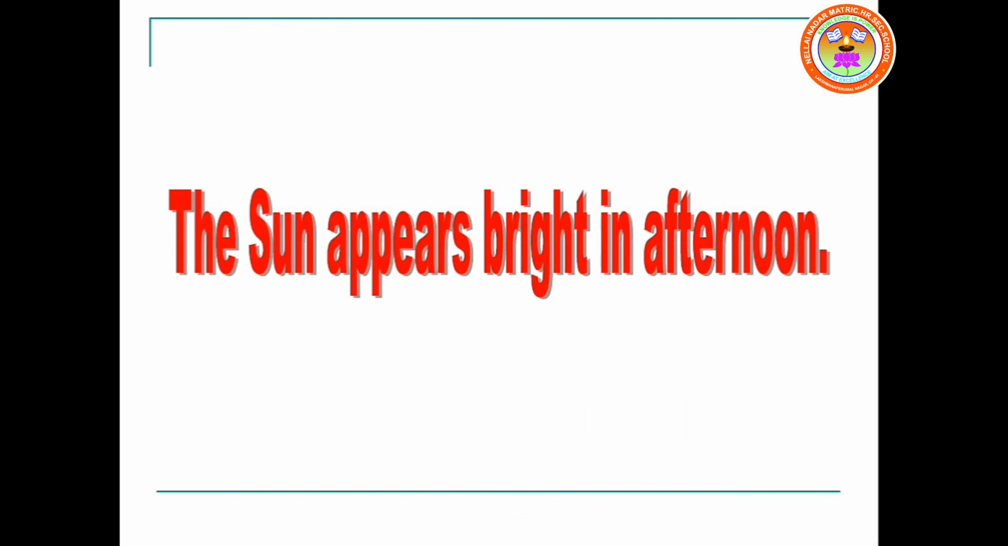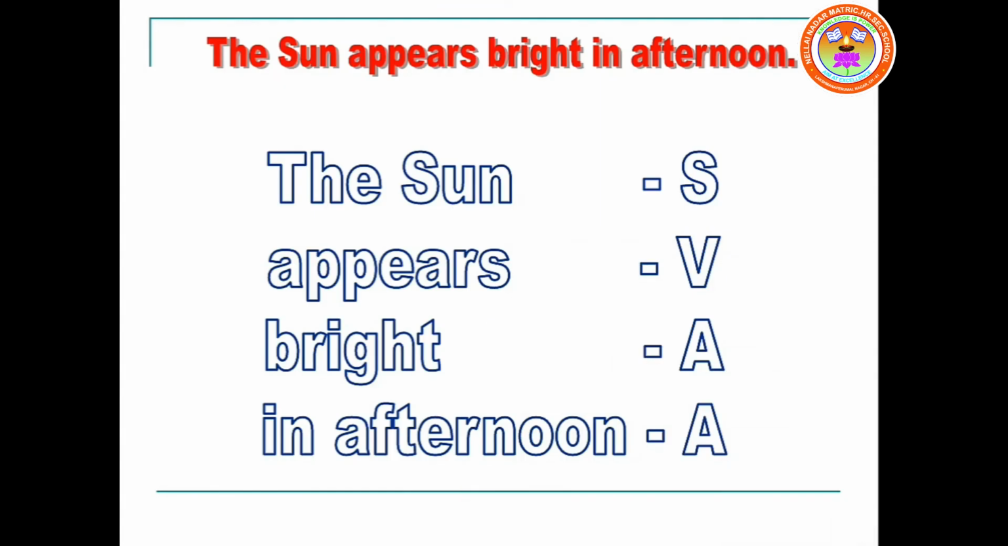Next sentence is the sun appears bright in afternoon. The sun, subject. Appears, verb. Bright, adjunct. In afternoon, adjunct. Bright is the answer for the question how. In afternoon is the answer for the question when. So, the pattern is SVAA.